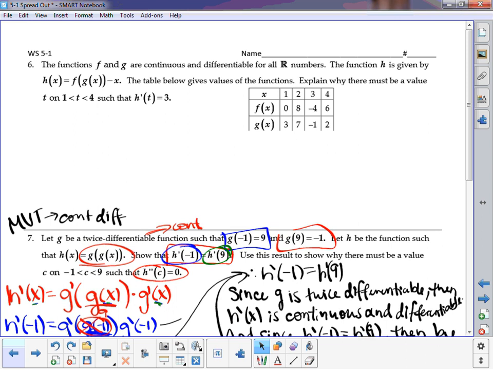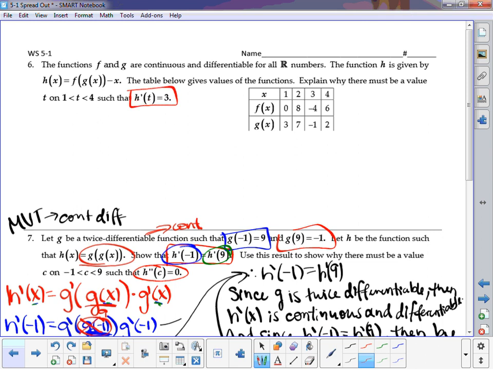Okay, so the key for 6 was wrong because the key treated it as if it said h of t is 3. But it doesn't say that. It says h prime of t, which completely changes what we're doing here. The functions f and g are continuous and differentiable for all real numbers, and the function h is given by the formula. The table below gives us the values of the functions. Explain why there must be a value on the interval such that our derivative equals 3.